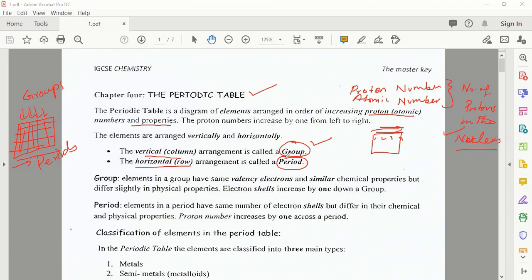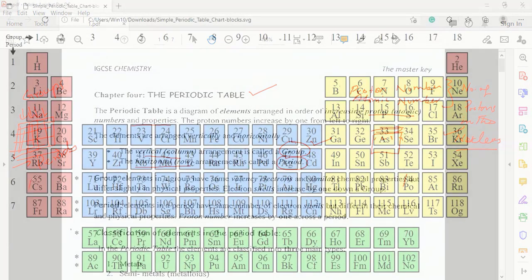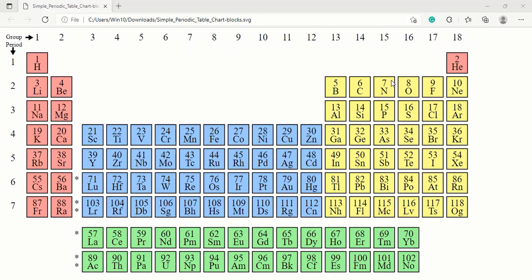Now we will see the group in more detail. Elements in a group have the same valence electrons and similar chemical properties. So first I will define this part. For example, group 1. Which elements are in the first group? The first group has hydrogen, then lithium, then sodium, then potassium.